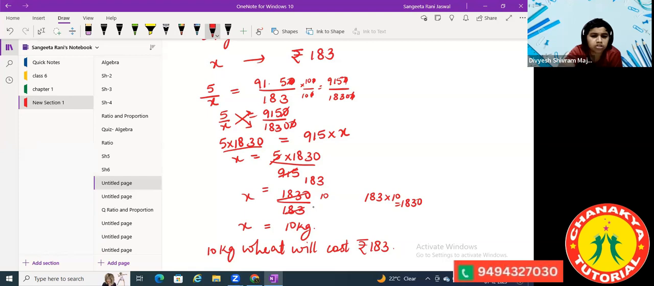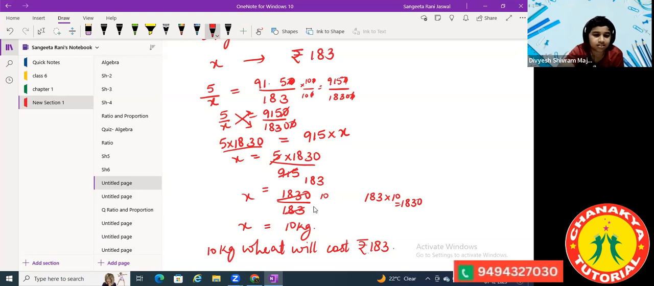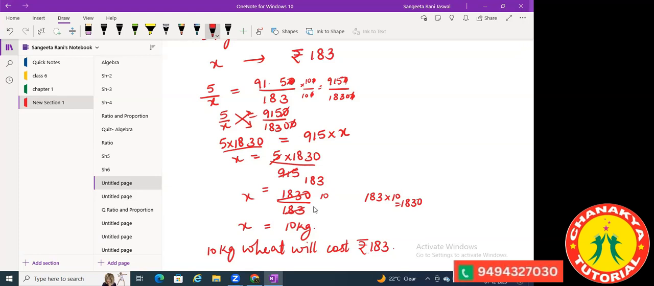Ma'am, we can also check our answer by multiplying the 10 kg into rupees 18.3. Yes, you can also check; I got the same amount. Okay? Great. So you must do with both methods. Just after 10-15 minutes, you'll get the homework in the resource tab.